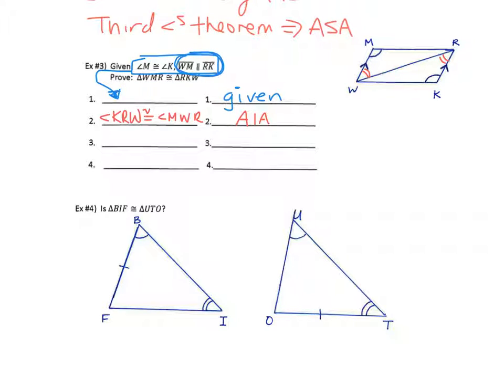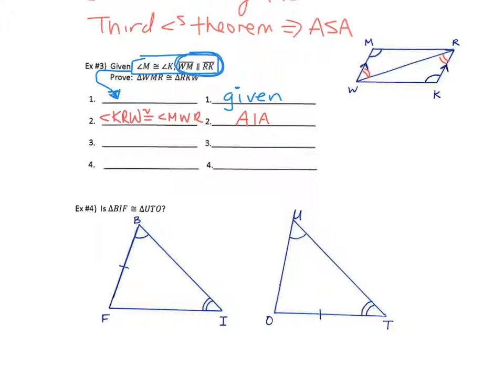Now remember, we're trying to get to ASA or AAS or SSS or SAS. Look at what we know so far. We know two angles. So it's probably not SSS or SAS because we already have two angles. All we really need is a side. Do you see a side that we can say is congruent to a side on the other triangle?